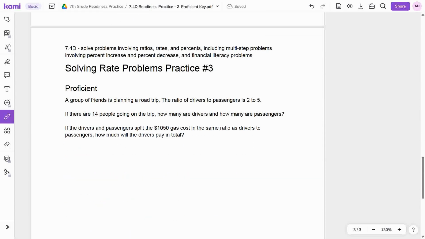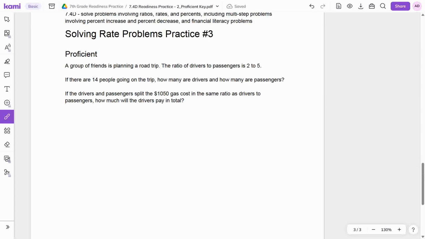Our third problem, planning a road trip. We have a ratio of drivers to passengers of 2 to 5. So that's going to be a crowded car unless they've got some type of minivan working. 14 people going on the trip, so it definitely is some type of 15 passenger van or bus. How many drivers and how many passengers?